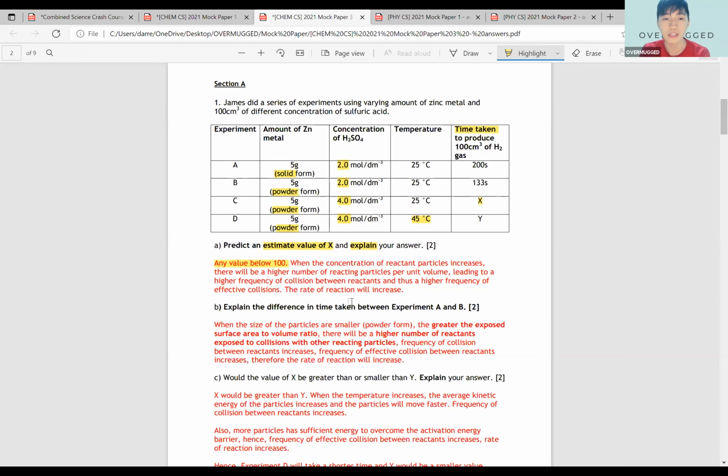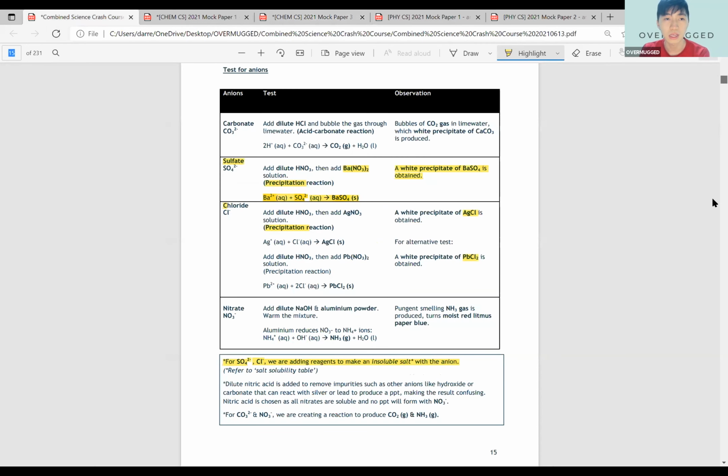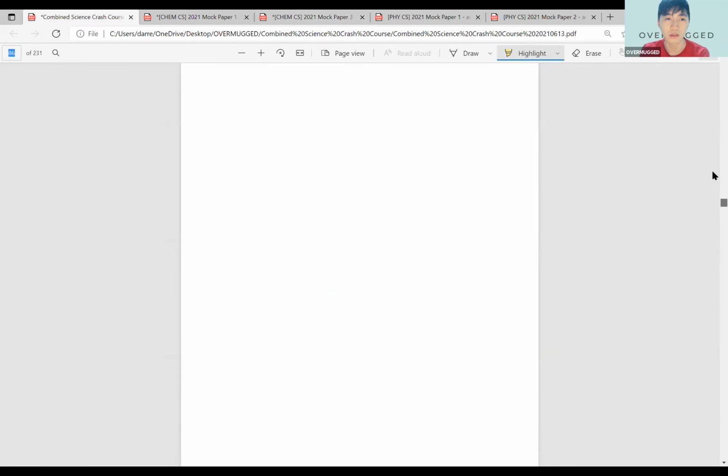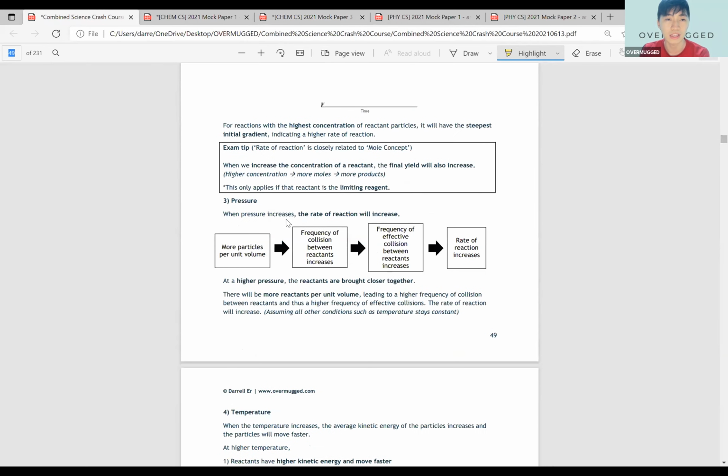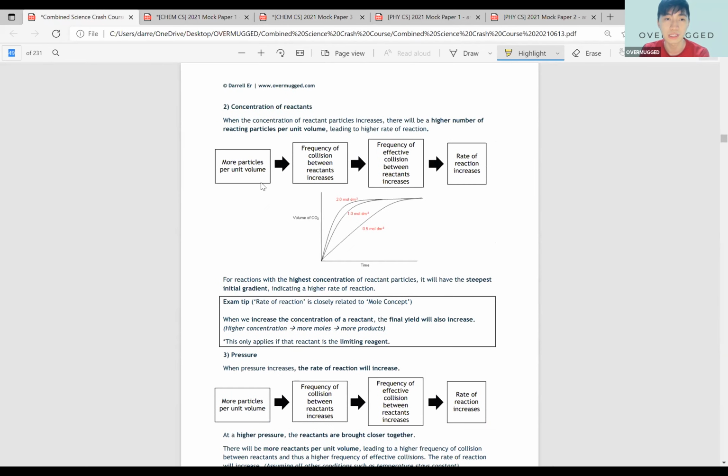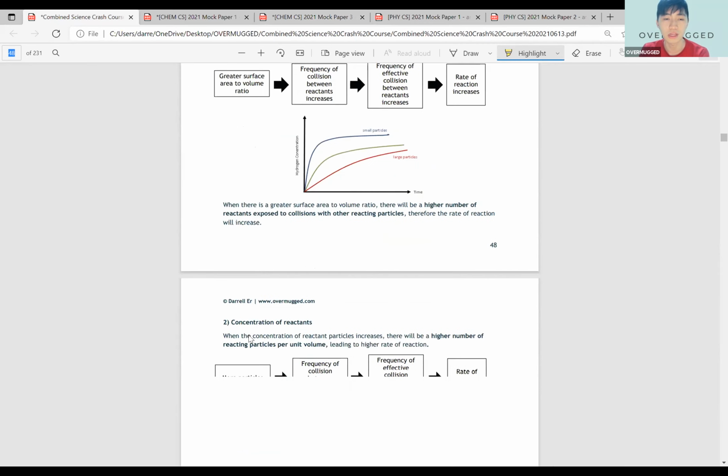And if you need to explain it, you want to talk about how when concentration increases, there are more particles per unit volume, okay? Higher frequency of collision, hence higher frequency of effective collision. Take note that rate of reaction is a very keyword-heavy chapter. So if you refer to the curated notes, you'll notice that the way I structured the chapter is very precise in terms of getting you to explain with all the keywords involved. You can see here, right? So each box, you can think of it as half a mark.